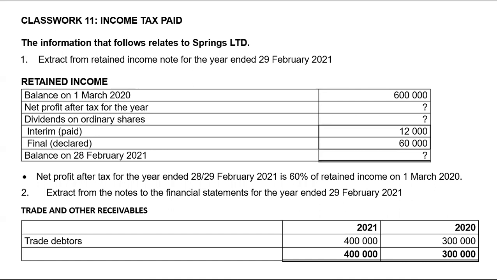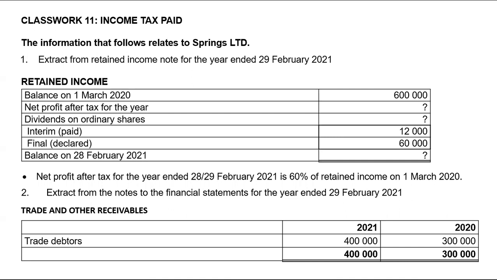Here you will note that we were not given any profit at all. Instead, they told us that net profit after tax for the year ended 28th or 29th of February 2021 is 60% of retained income on 1 March 2020. You'll realize that on 1 March 2020, retained income was 600,000. So our net profit after tax will be 60% of 600,000.